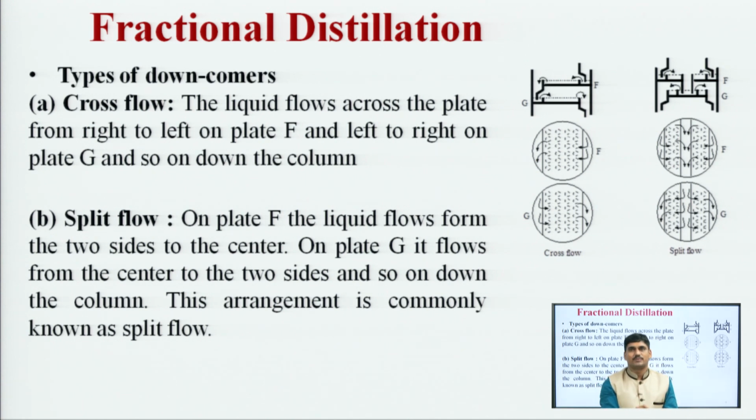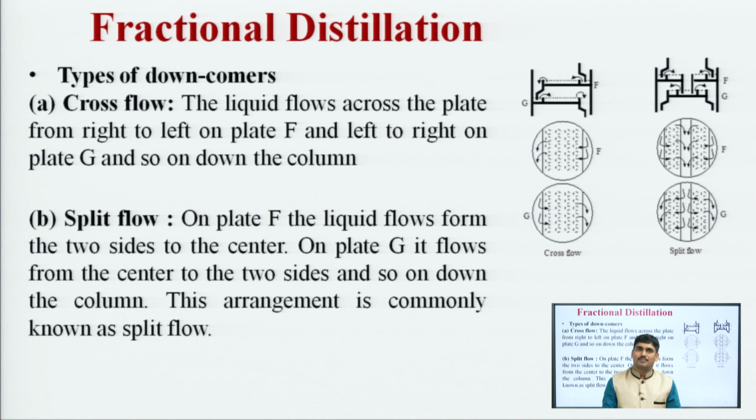So, this type of movement is called cross flow. The liquid flows across the plate from right to left on plate F and left to right on plate G, and so on, the movement goes down the column.